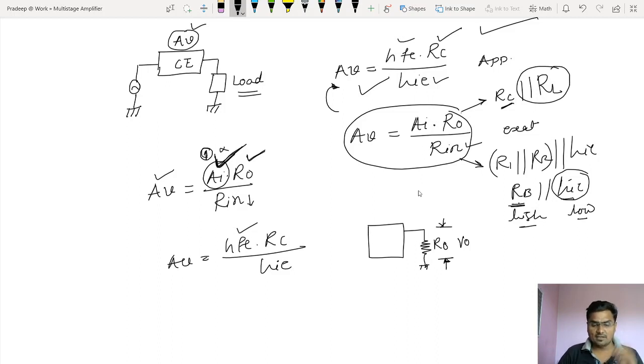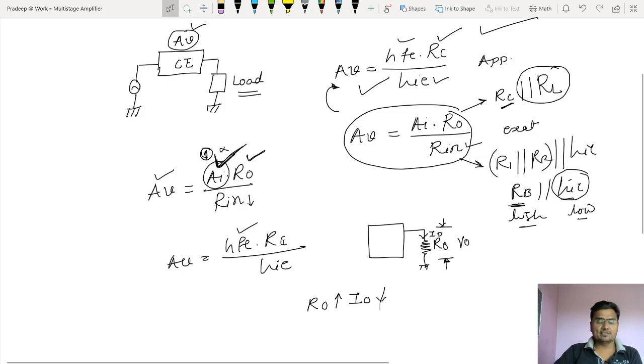How can I increase this voltage gain? But if I increase this output resistance, then obviously that current which is flowing through that RO, that output current, will decrease. Is it not? So if I increase RO, output current obviously will decrease. It means by increasing this output impedance or output resistance, I am putting limits on my output current.